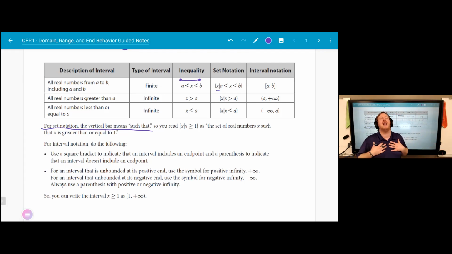I personally love interval notation. I think, in my opinion, it's the most efficient way to do things. Now, we still need to know all 3, and that's okay, but I love interval notation, okay?